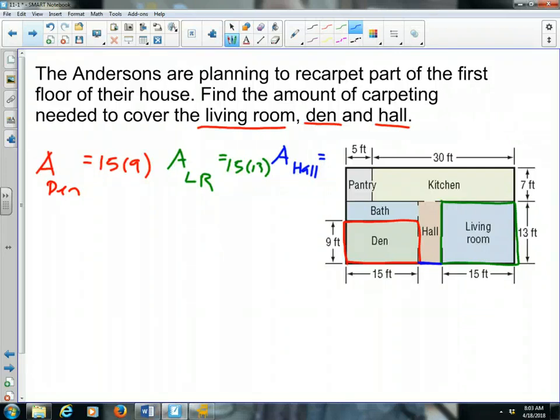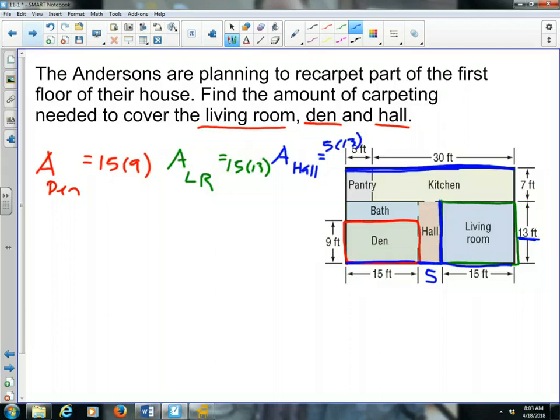The hall is right here. Well, this is 15. This is 15. Up here we see that it's 35. The length is 35. So that means this has to be 5 to make 35. And then the hall is the same width or height as the living room. So it'd be this 13. So it'd be a 5 by 13. 5 times 13.